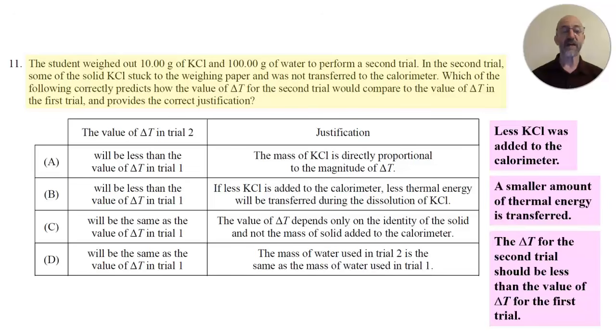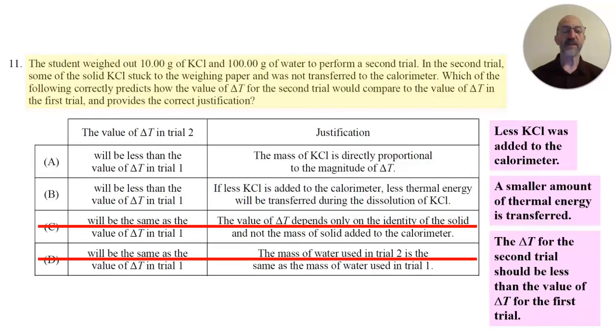Since the value of delta T in trial 2 will be less than the value of delta T in trial 1, that means that the correct answer to question 11 is either choice A or choice B. So let's go ahead and eliminate choices C and D, which says that the value of delta T will be the same as trial 1.